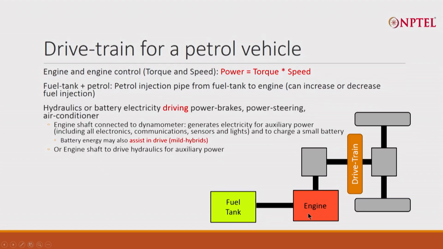We will not discuss the various mild hybrids and all that, but that is what is done. Of course, the other is that the engine shaft drives hydraulics for auxiliary power. So, these are all power brakes, power steering, air conditioner, and today more and more electronics, communication, sensors and lights are all auxiliary power. One point that I want to make, I think many of you already know, is that electronics, communication, sensors and lights take very small amount of power, very, very small amount of power. Whereas, of course, air conditioner will take a major amount of power, and similarly power brakes and power steering do take considerable amount of power. These require very little.